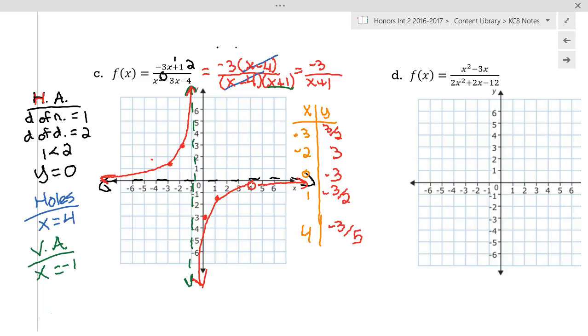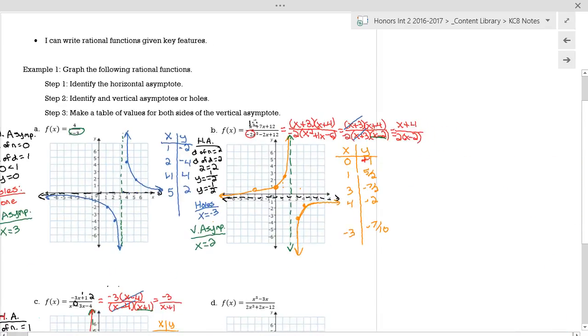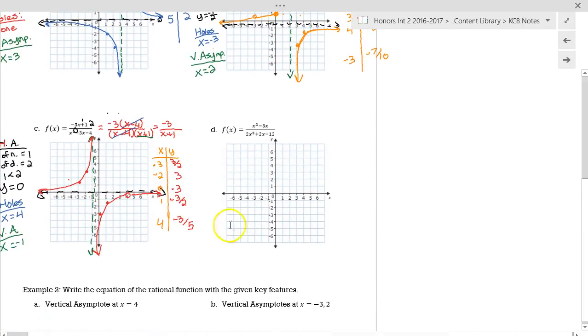All right, since we are running long, that's all we're going to do today. We'll do D tomorrow. We'll finish our last graph. Other than that, have a wonderful evening.